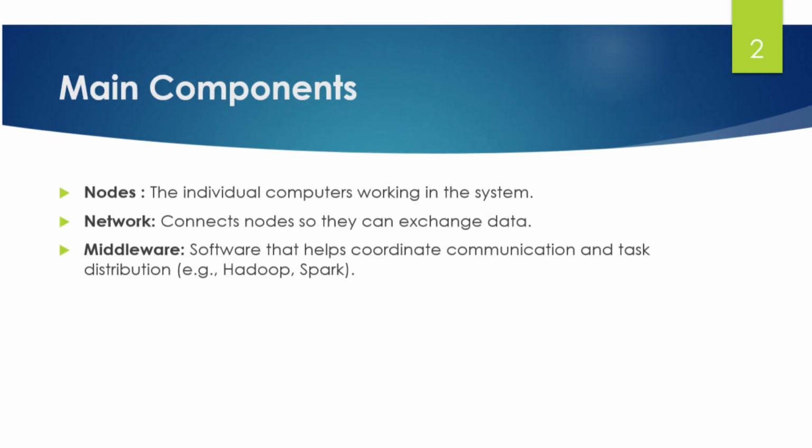So, there are three main components in distributed computing. First thing is nodes. These are individual computers that do the actual work. Nodes are nothing but machines. Network, this connects all the computers so they can talk to each other and share data. And another one is middleware. This is a special software that helps coordinate the work between computers, like Spark.